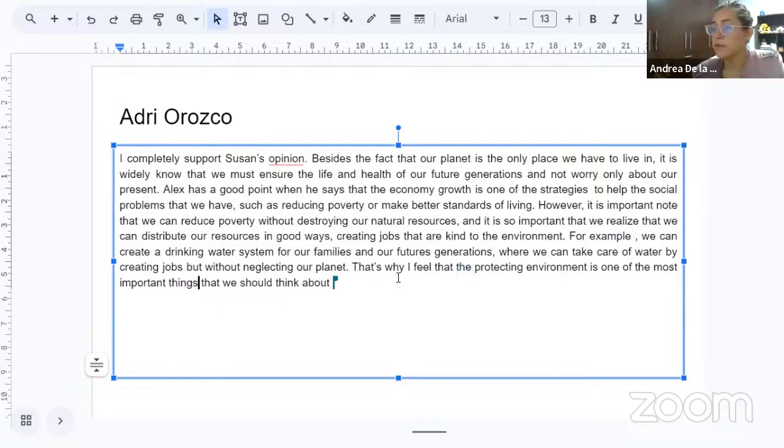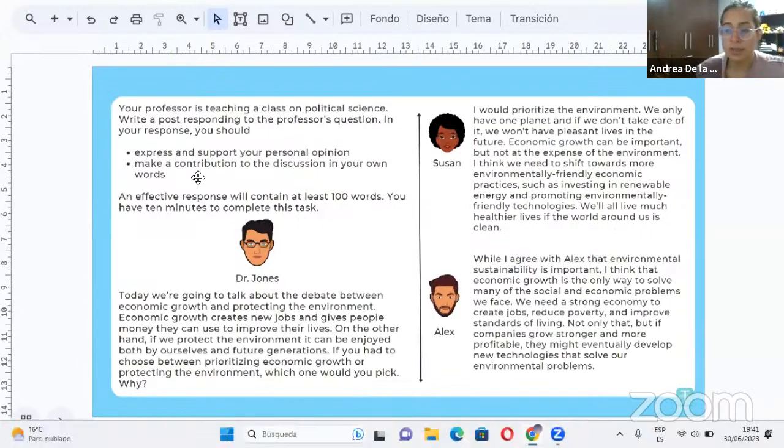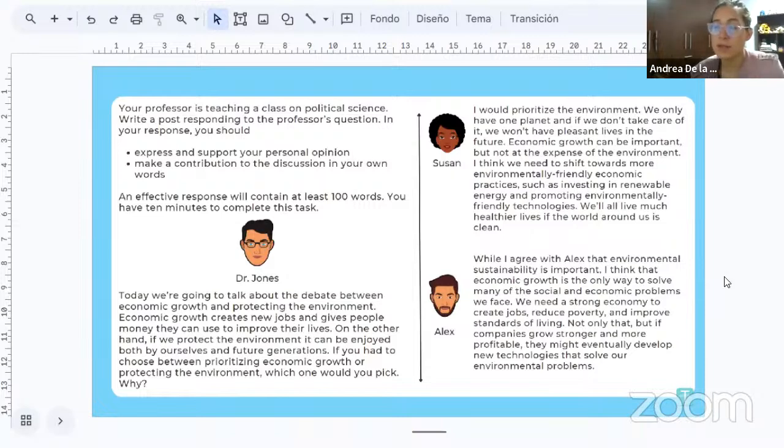Okay, so one comment for your conclusion, Adri. It's actually really good. Careful maybe with the grammar part. Again, same thing, the use of the article. But maybe what I could say about the content is make sure that your conclusion is always directly answering the question. So I would suggest that you always go back to the question and read it again. Now the question says, if you had to choose between prioritizing economic growth or protecting the environment, which one would you pick? So try to answer the question as directly as you can.